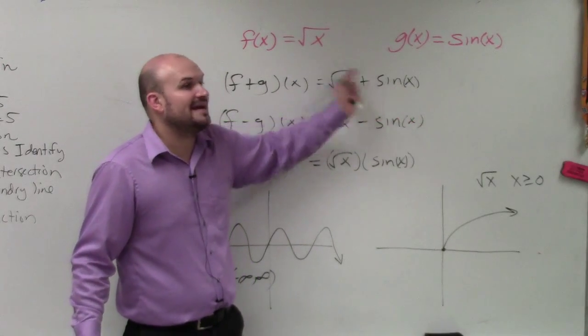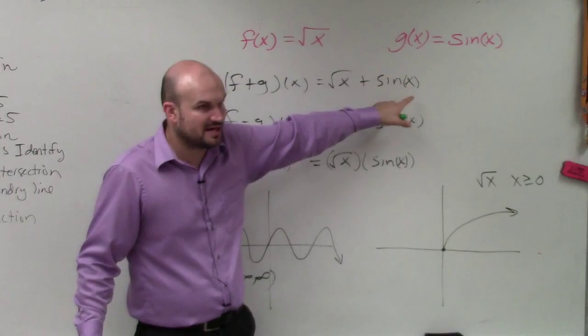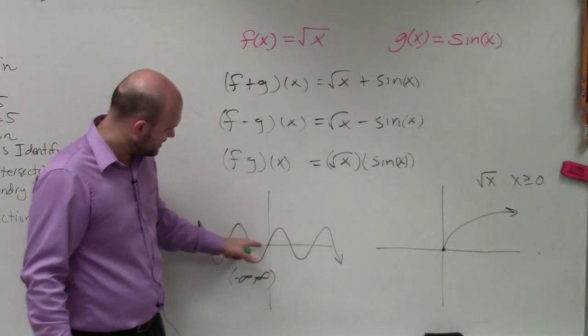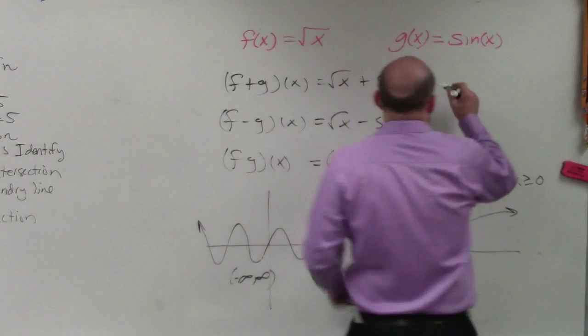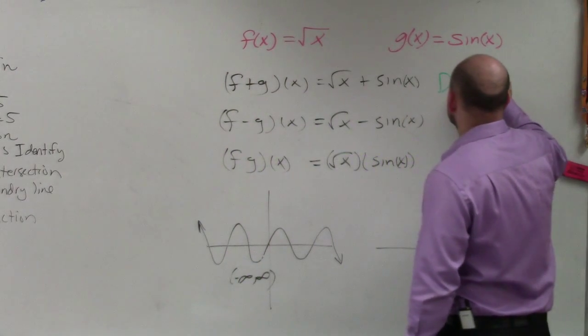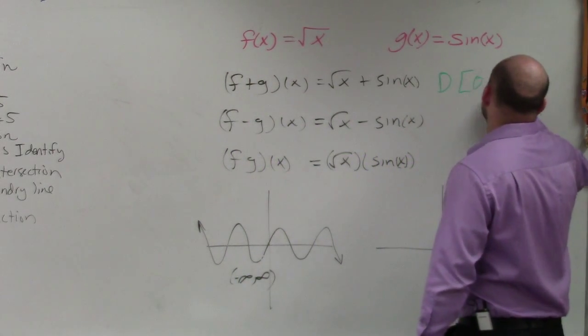But what if I did -1? Can I plug -1 in for sine? Sure. Yeah, -1's like over here. It's like there. But I can't plug -1 in for the square root. So the domain for all of these is going to be 0, infinity.